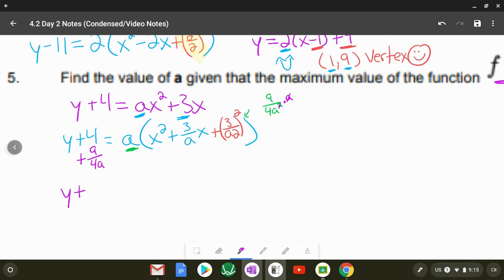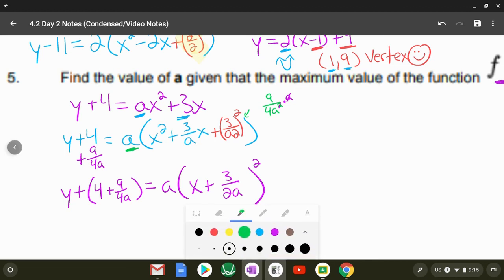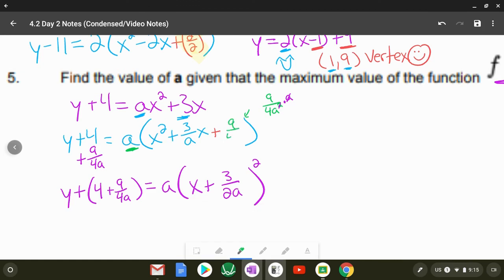Now, y plus, and then put this whole value on the inside, because they're not like terms, equals a times, and then what is this inside factored as? Well, it's going to be x plus 3 over 2a quantity squared. If you write out that 9 over 4a squared on the inside, you can probably process through that a little bit more.